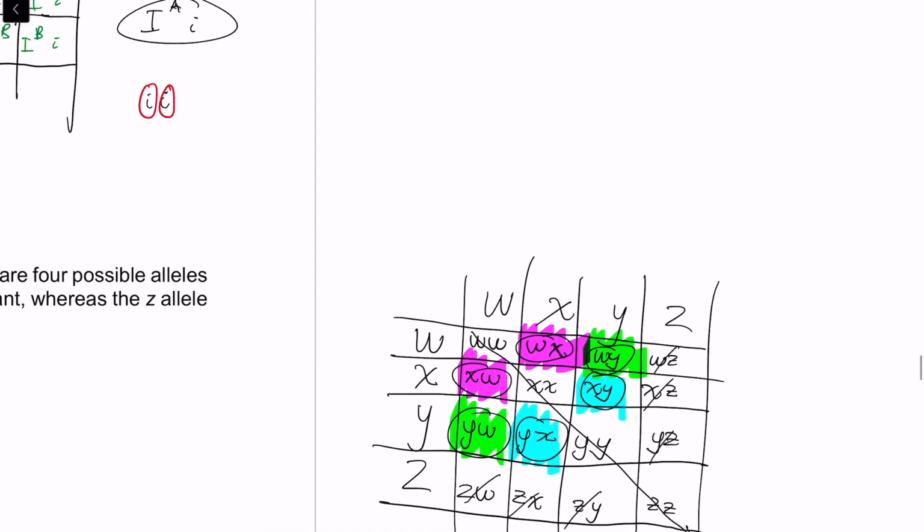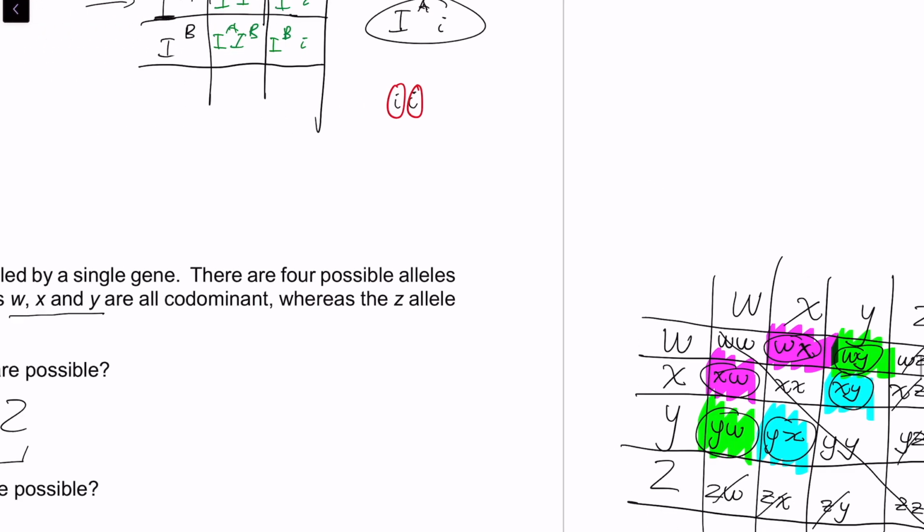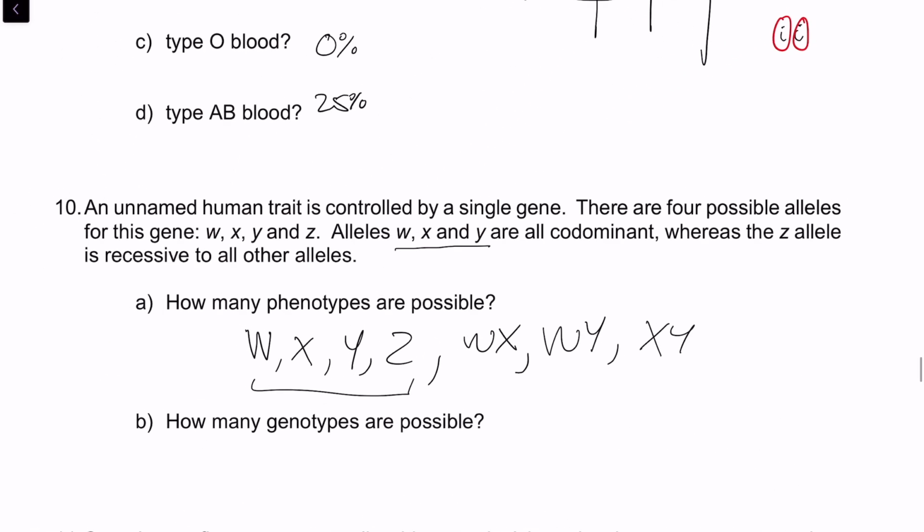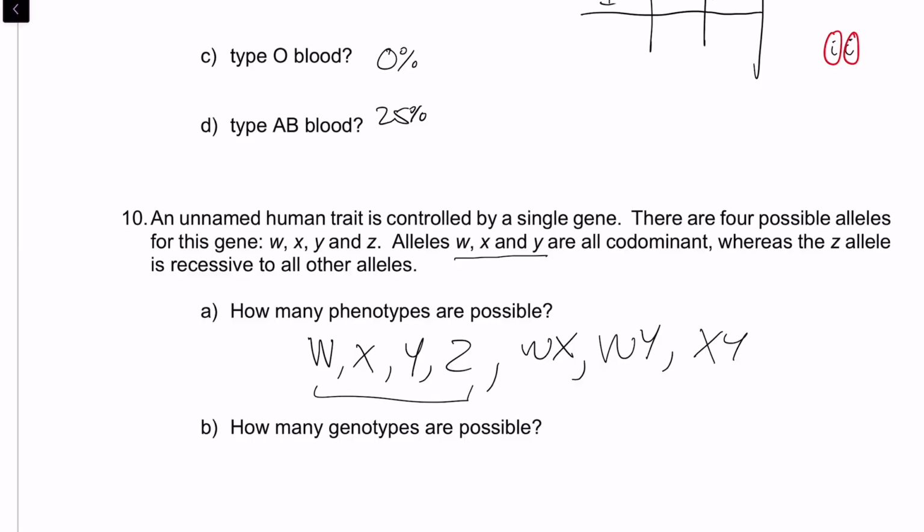All right, so we have the XW phenotype. I'll write it in the answer area. So we have the WX phenotype, the WY phenotype, and the XY phenotype. And so if we count up those phenotypes, then those are 7 phenotypes. Okay.